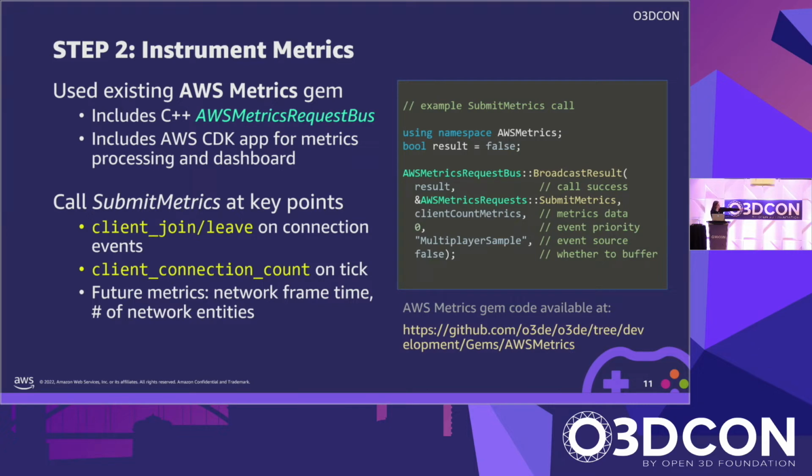So on the right is their example call I was talking about. And that's an example of a real call that we're making on tick to report the number of clients that are actually connected to the server at any given time. So this was an important metric for us to have while building all of this out, because we needed a way to know for real how many clients were connecting to the server.